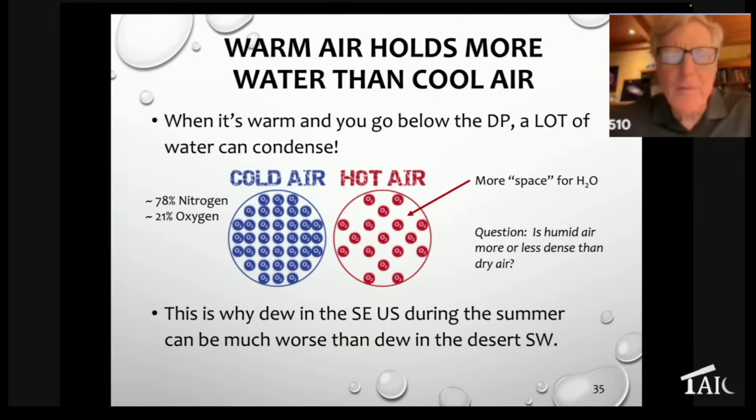I also want to mention that warm air can hold a lot more water than cool air. I pulled up this graphic which shows oxygen molecules. In reality, we all know that air is 78% nitrogen, 21% oxygen. But in a hot air mass, the way I like to think of it, there's more space for water molecules in there, H2O. And this is one reason why dew in the southeast US during the summer is much worse than dew in the desert Southwest, because when it's really hot and humid, you can end up with everything really getting soaked. A lot of water can come out of the air when you hit the dew point.